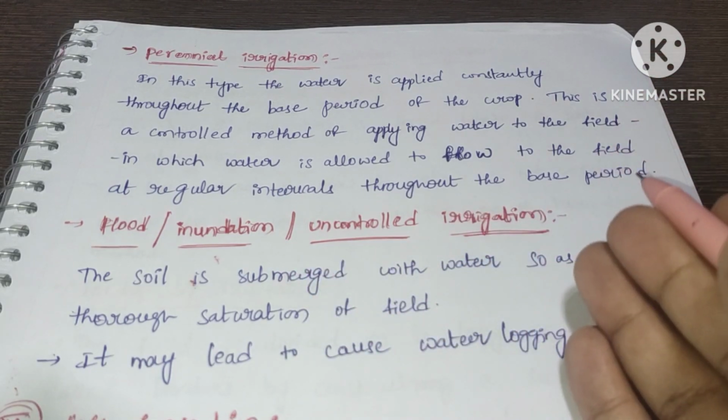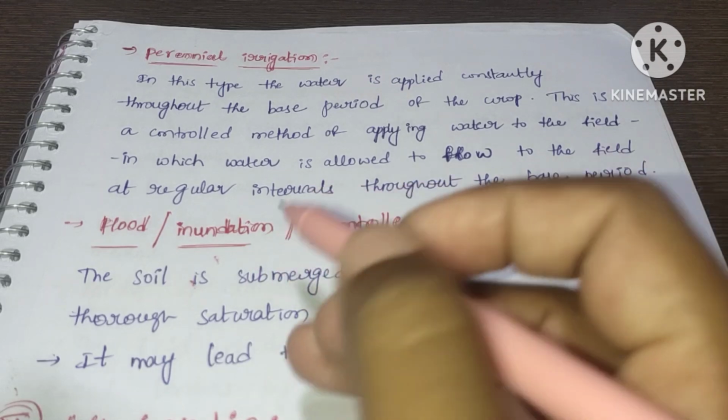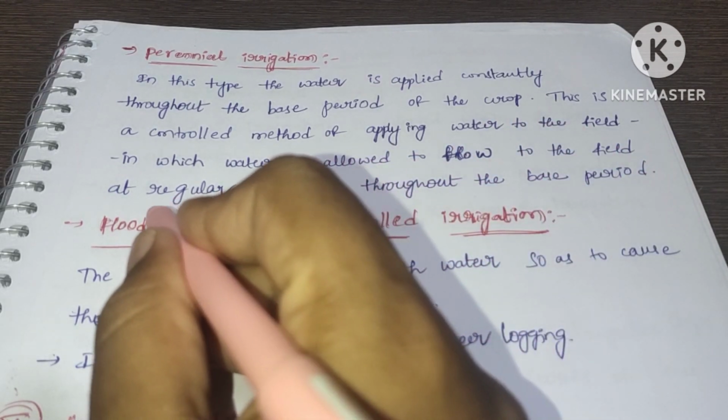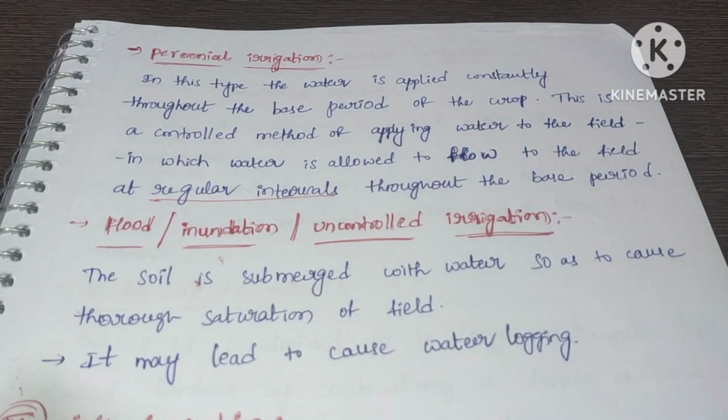I have already told you that we have to apply the water constantly throughout the base period at regular intervals. It completely depends upon regular intervals. We have to apply water at regular intervals throughout the base period of the crop.